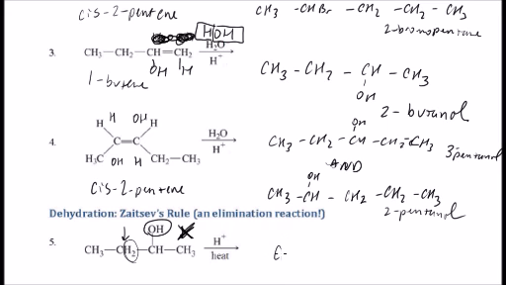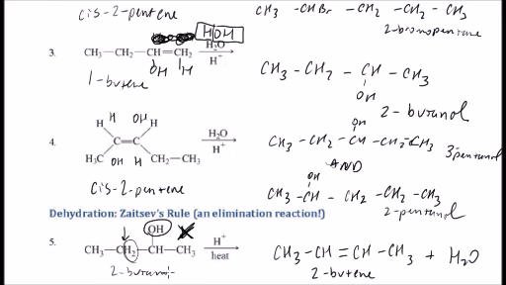So when we do this, we form water. Don't forget we're forming water, and we're going to form 2-butene. And what was this molecule here? 1, 2, 3, 4. We have a butanol, 2-butanol. Okay, 2-butanol, just like we had in step 3.